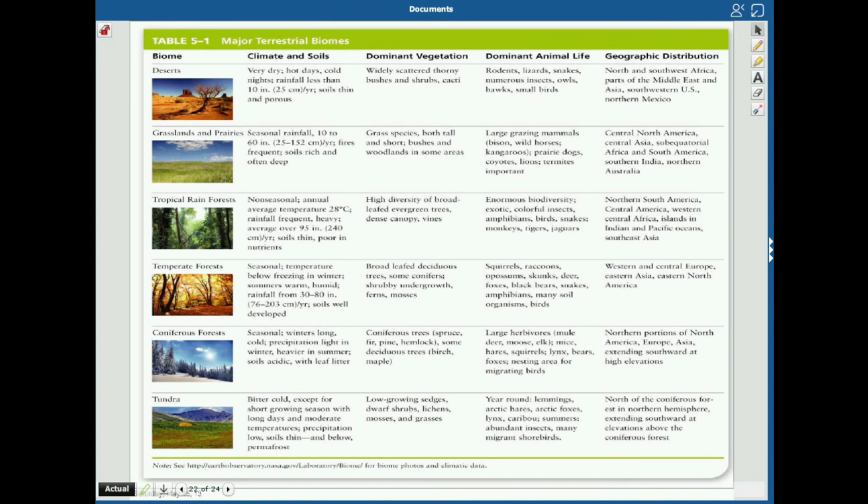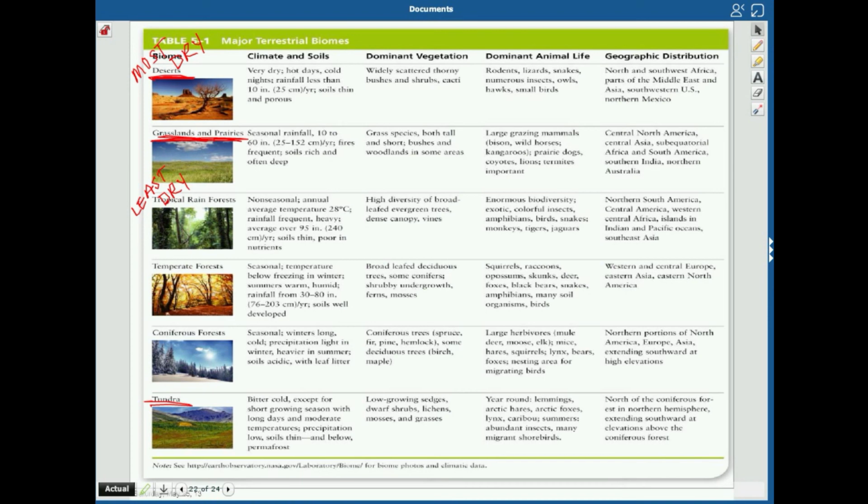So this is just a quick table with all of the terrestrial biomes, the major ones. Your deserts are hot and dry. Your grasslands are also dry, just not as dry. And then your rainforest is going to be, so this is like most dry to least dry, around the center of the equator. And then you can go up a little bit in latitude, and you'll have that temperate forest, your coniferous forest, and then your tundra. Your tundra is very, very cold.